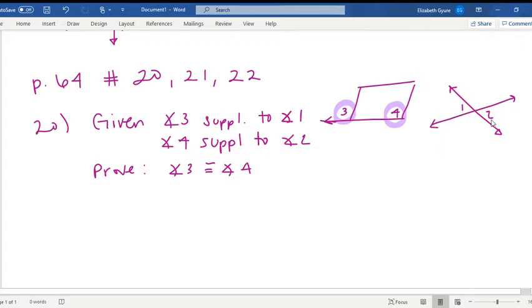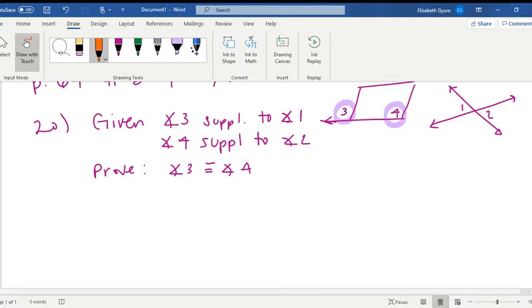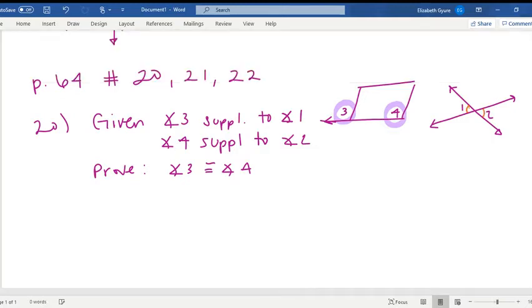Angle 1 and angle 2 are vertical angles, which means they're going to be congruent. Good. So we're going to know that angle 1 and angle 2 are congruent. There's normally more than one good way to do a proof like this. But if angle 3 and angle 1 are supplementary, that means they're going to add up to 180. Same with 4 and 2, right?